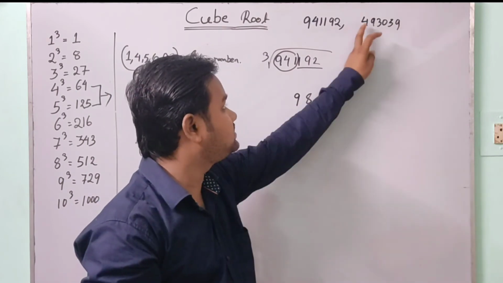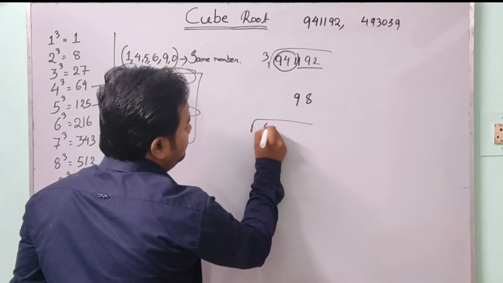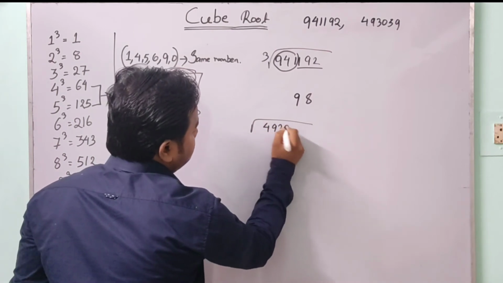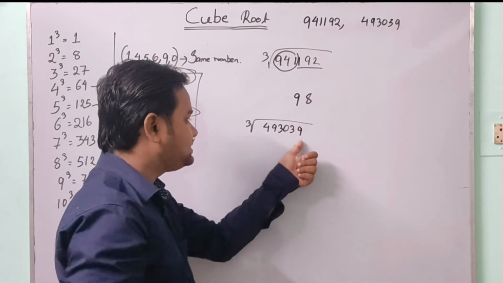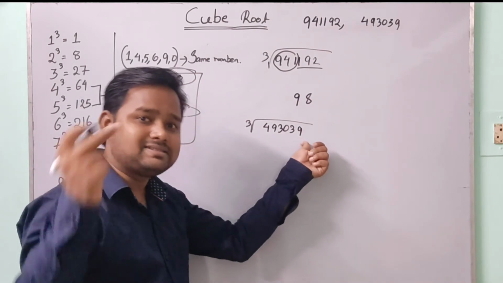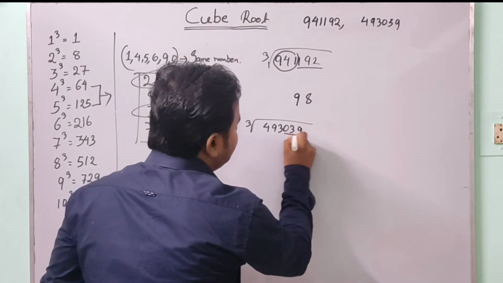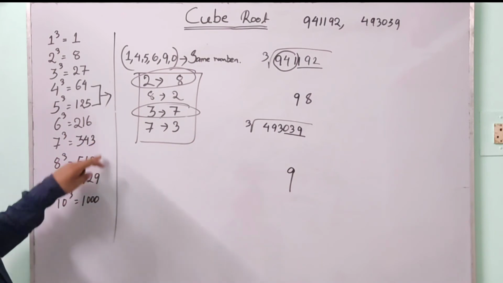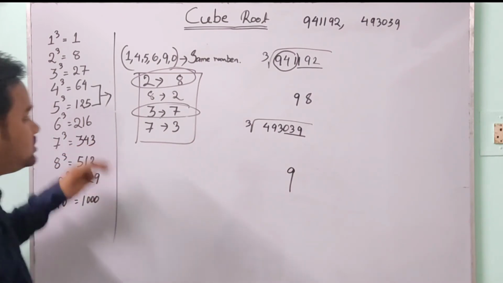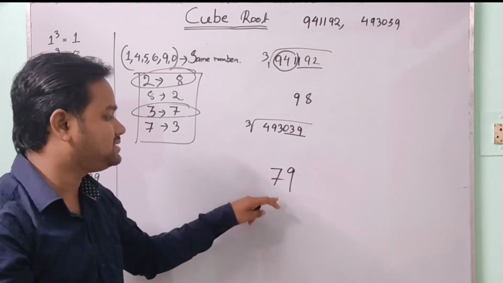The next question is 493039. So the cube root of 493039. Here the unit place is 9. So 9 is the same and will be repeated. By excluding the last 3 digits, the number is 493. So 493 is in between 7 cube and 8 cube. So 7 will be written here. So the cube root of 493039 is 79.